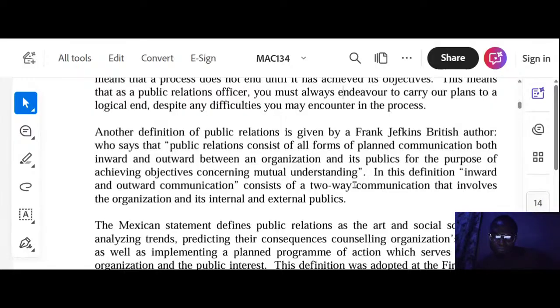So Frank Jefkins says public relations consists of all forms of planned communication. You should know that some of these scholars who defined it are using the word planned. It means it doesn't just happen anyhow. It goes from the organization to the public, a two-way thing. And why is that happening? For the purpose of achieving objectives of mutual understanding.